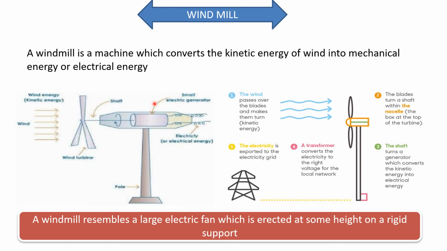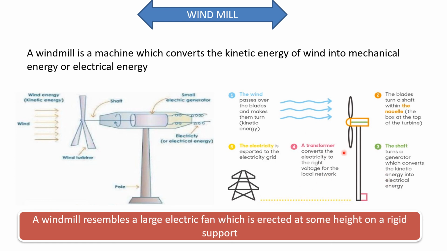If you can see here, this is a generator. This is a shaft, right? So this generator also starts to rotate. That means this kinetic energy is converted into mechanical energy, which is here converted into electrical energy because we have a generator. The generator will generate electricity.